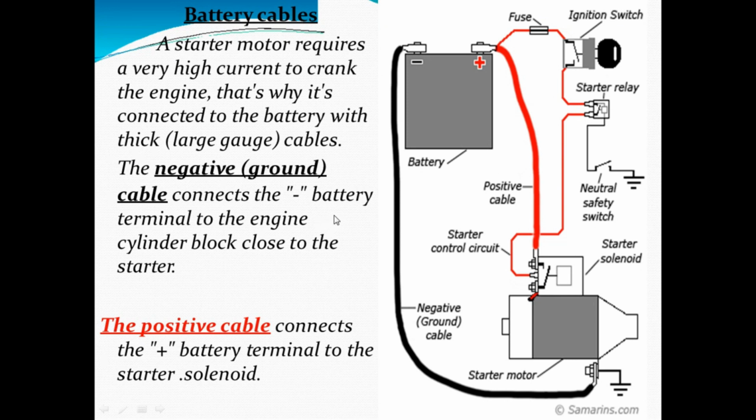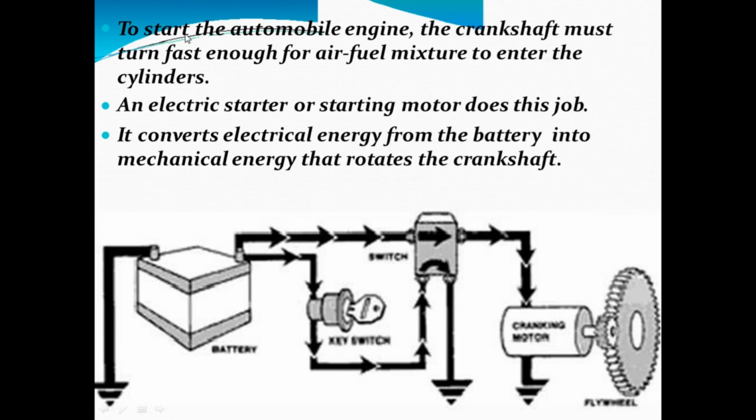The negative is grounded. The positive cable connects the positive battery terminal. See here, the positive, denoted by the red color, is the positive terminal to the starter solenoid. To start the automobile engine, the crank must turn fast enough for an air-fuel mixture to enter the cylinder.